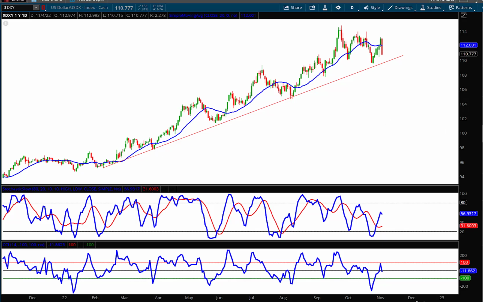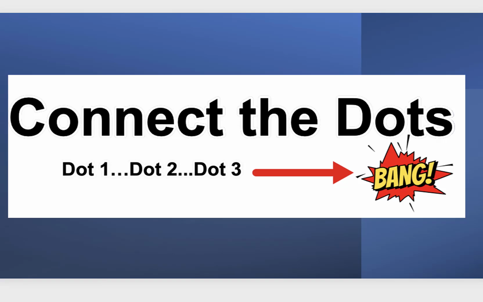Now, let's get to the presentation I put together for you to show you what's happening on the geopolitical forefront. Now, this is pretty simple. You just connect the dots. Connect dot 1 to 2 to 3, and bang, you're going to get the picture.